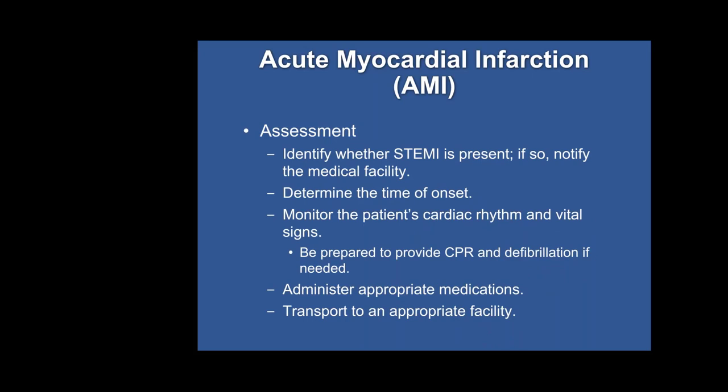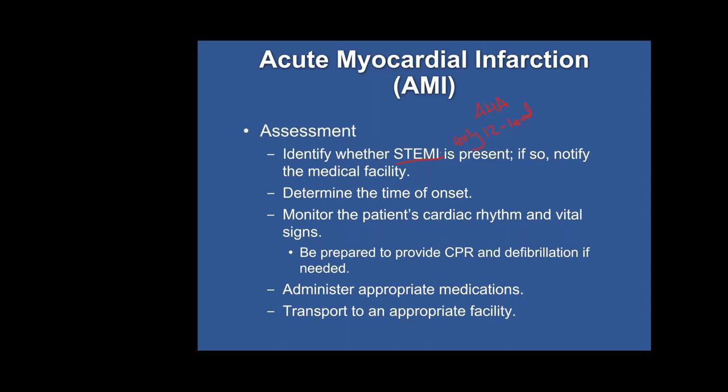All right, so assessment: obviously run our 12 lead. The AHA is big on early 12 leads, and it gets emphasized in our ACLS stuff. The earlier we get the 12 lead, the more likely we are to know if an MI is actually what we're dealing with.